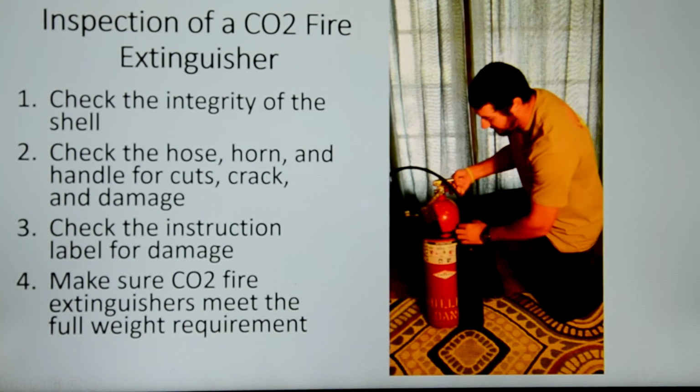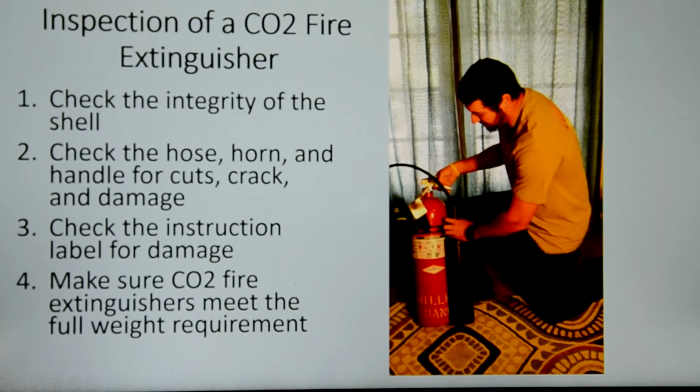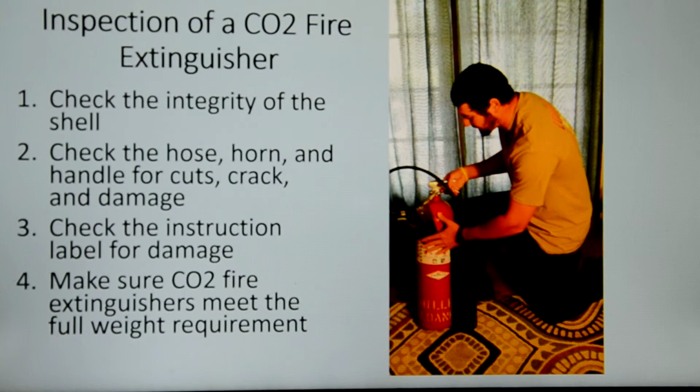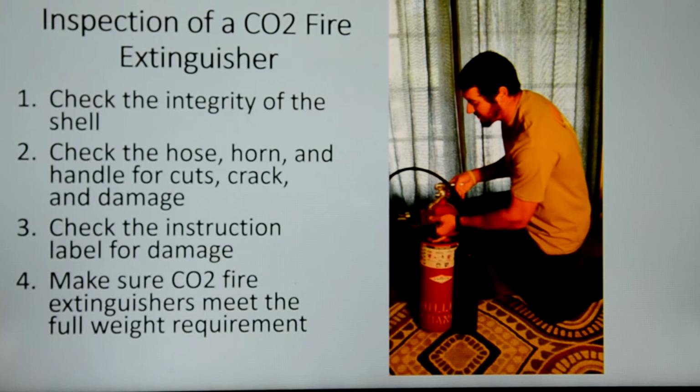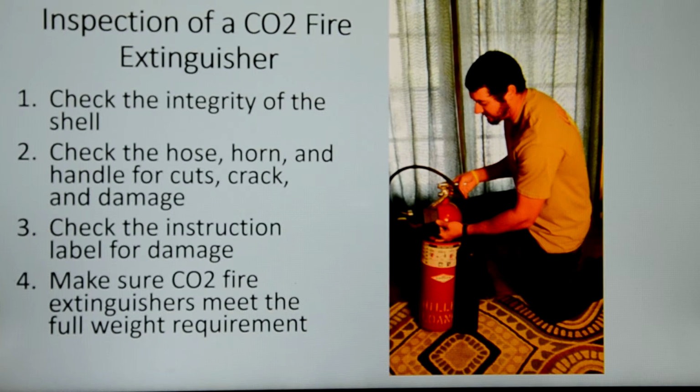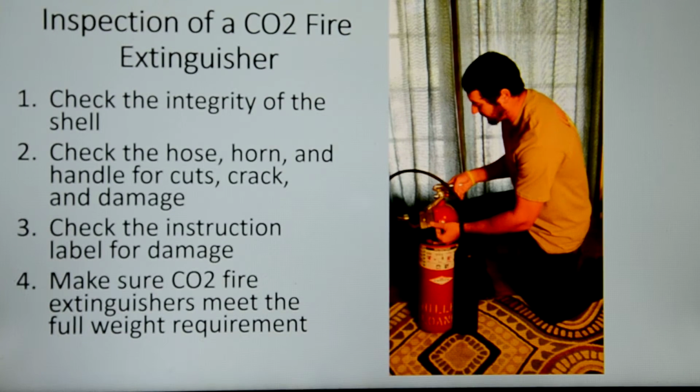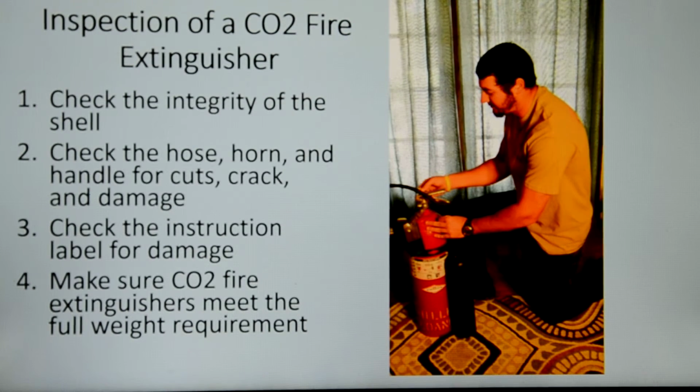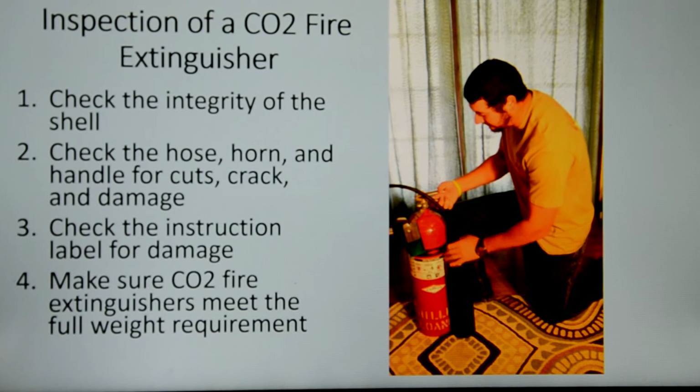This is a CO2 fire extinguisher. I'm going to show how to properly inspect one. First thing you want to do when you get to it is you want to check, make sure the tags are punched, ready, and inspected for this month. Check your safety seal, make sure it's there, not broken, indicated that it hasn't been messed with.